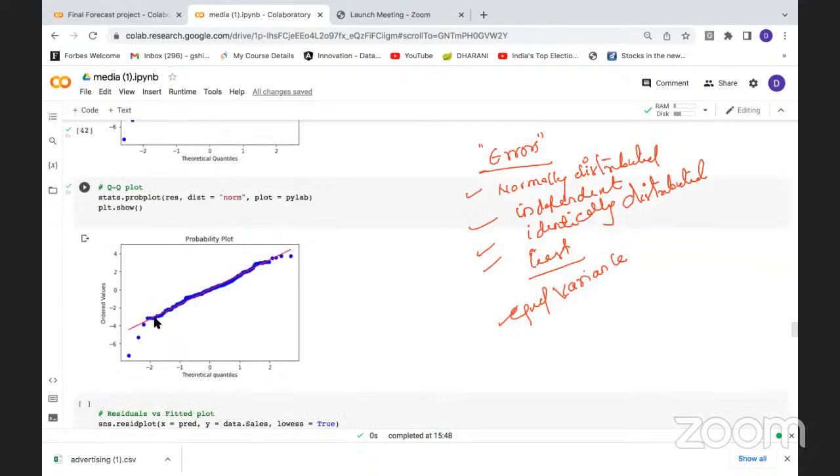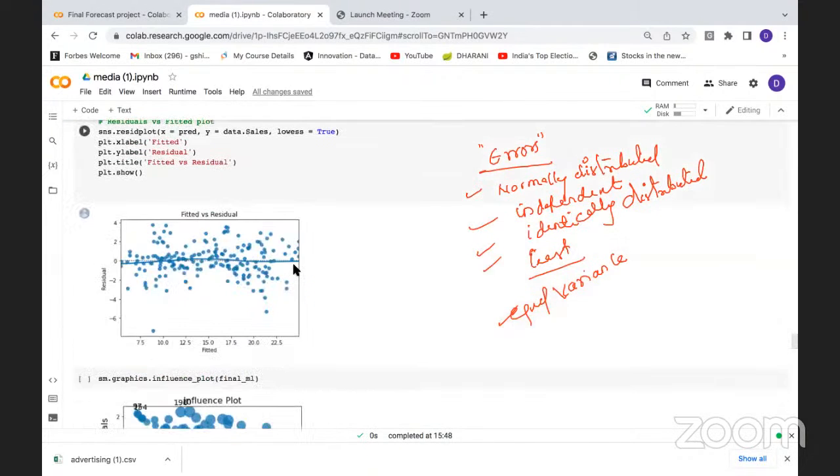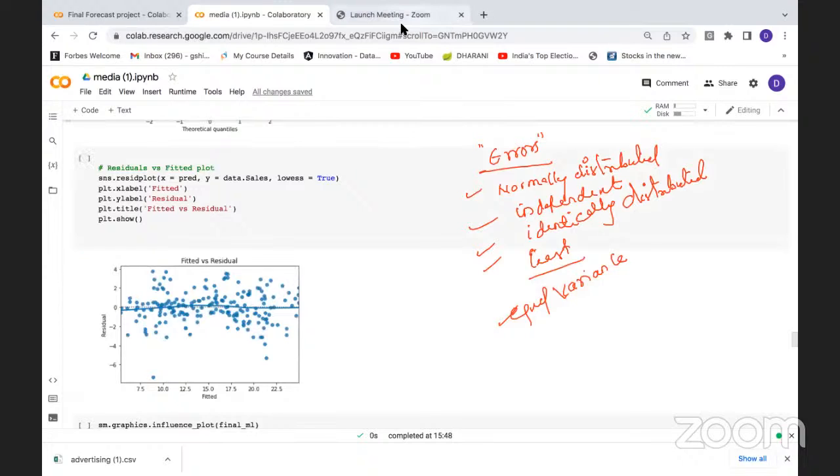Yeah, see here, errors are normally distributed, right? And if you observe here, there's a plot which is called a resid plot. This plot will give us information about all this. So x is equal to pred, y is equal to data dot sales.